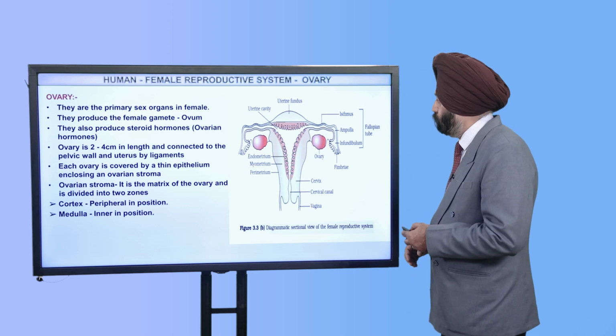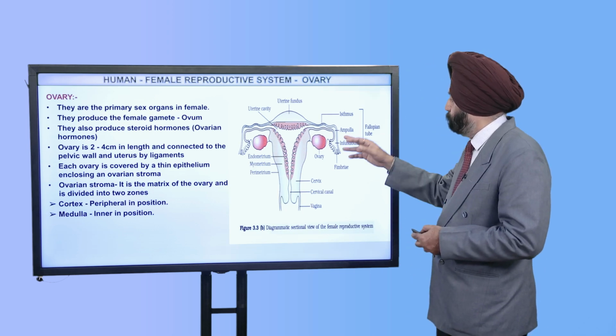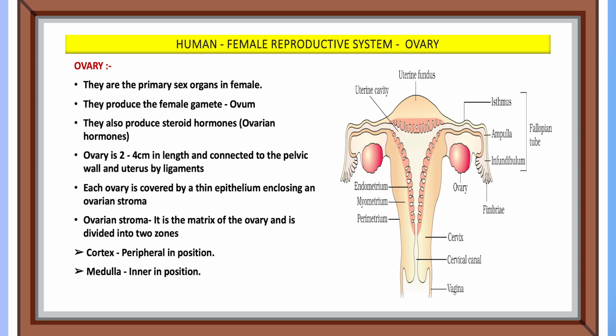Now let us focus first on the ovaries. Ovaries are the primary sex organs in the females. They produce the female gamete called ovum.